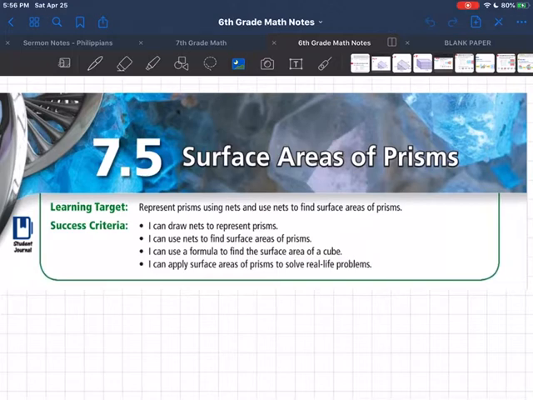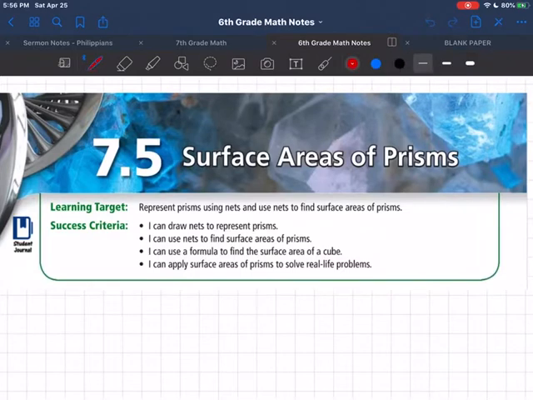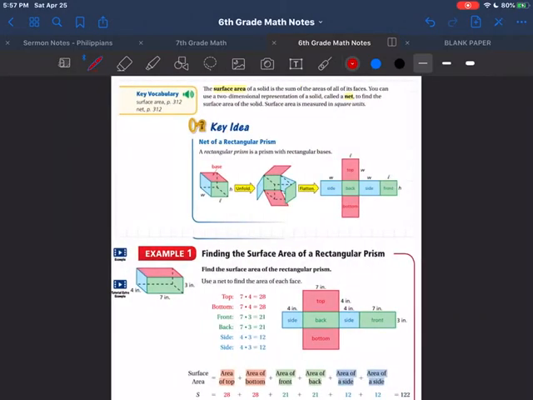Okay, so in surface area of prisms, we'll get into it, but we're going to learn what nets are. I don't really use nets personally, but if you give me a net, I will gladly use it, and we'll talk about that in a second. We're going to figure out how to find the surface area of prisms, okay? So the success criteria, not as important here.